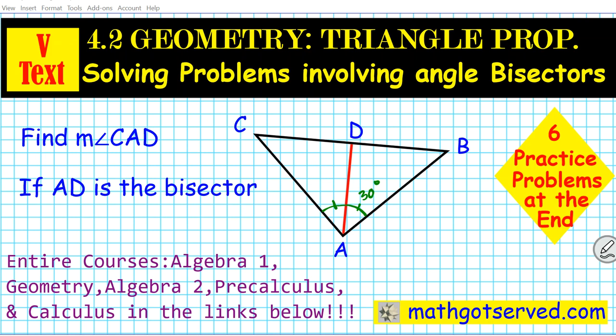In this clip, we're going to be going over section 4.2 of our virtual geometry text on properties of triangles. We're going to be looking at how to solve problems involving angle bisectors. The sample problem is one presented here where you are going to be given a triangle, an angle bisector, the measure of an angle, and you're going to use that information to find another angle and measure.